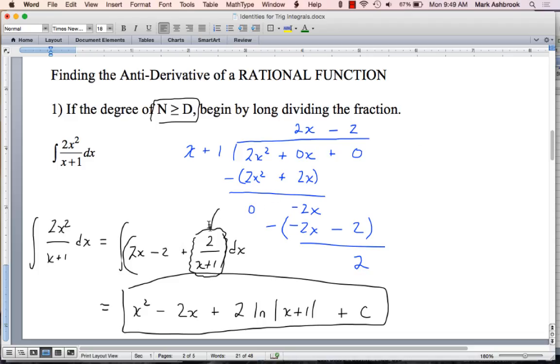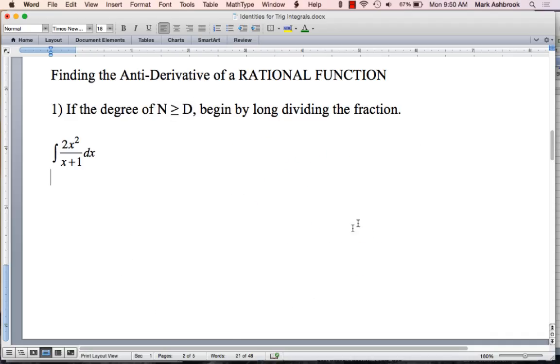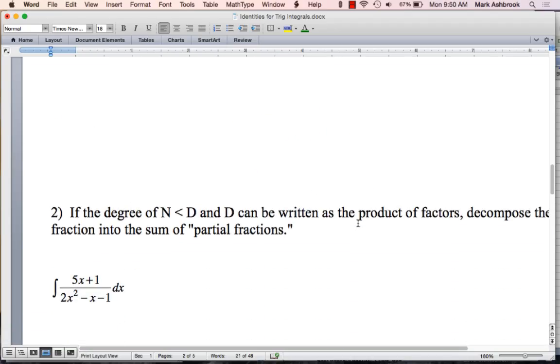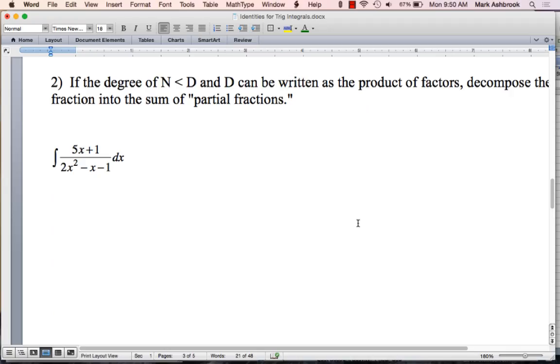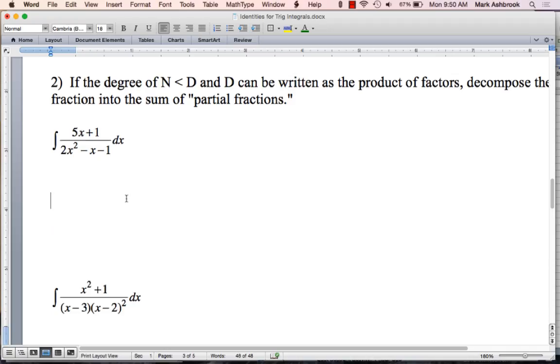So now, if you have something like this, if n is less than d, okay? And so there's two conditions here for this partial fractions technique. N is less than d, and d can be written as a product of factors, meaning we can factor the denominator. If you can't factor the denominator, this technique doesn't work. You need to be able to factor the denominator.